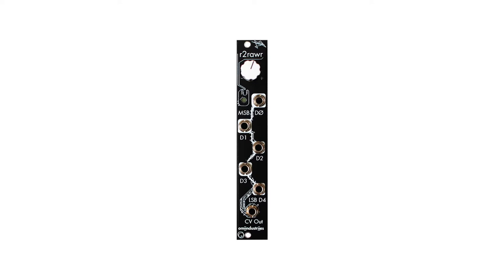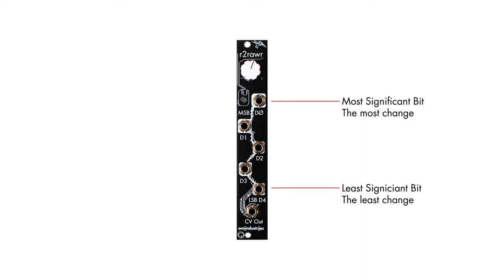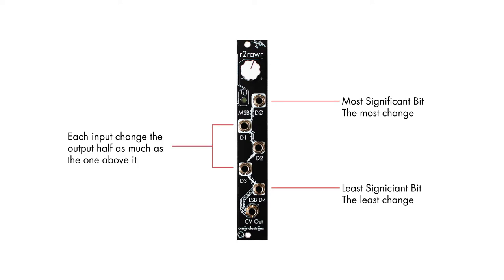It features five inputs. The top input is the most significant bit, changing the output the most. The bottom input is the least significant bit, changing the output the least. The three middle inputs change the output half as much as the one above it.